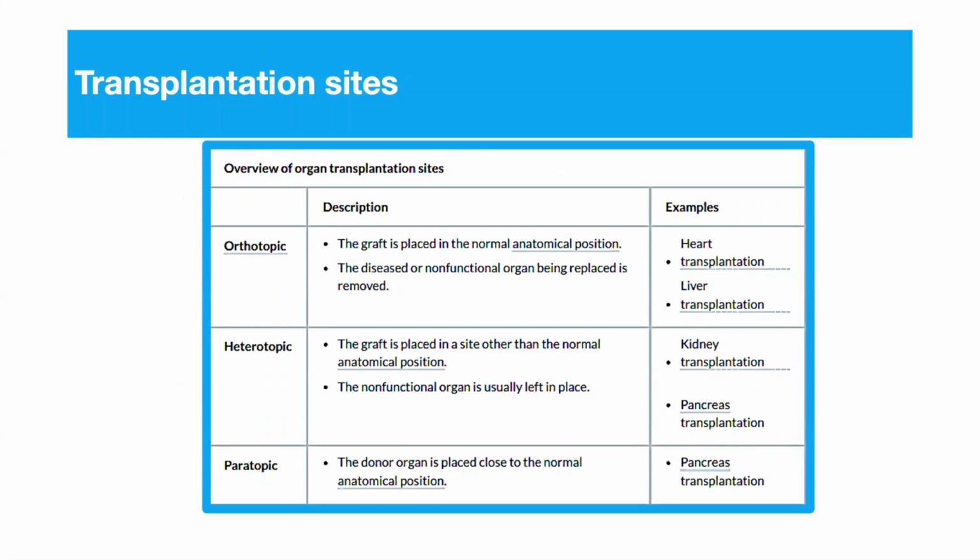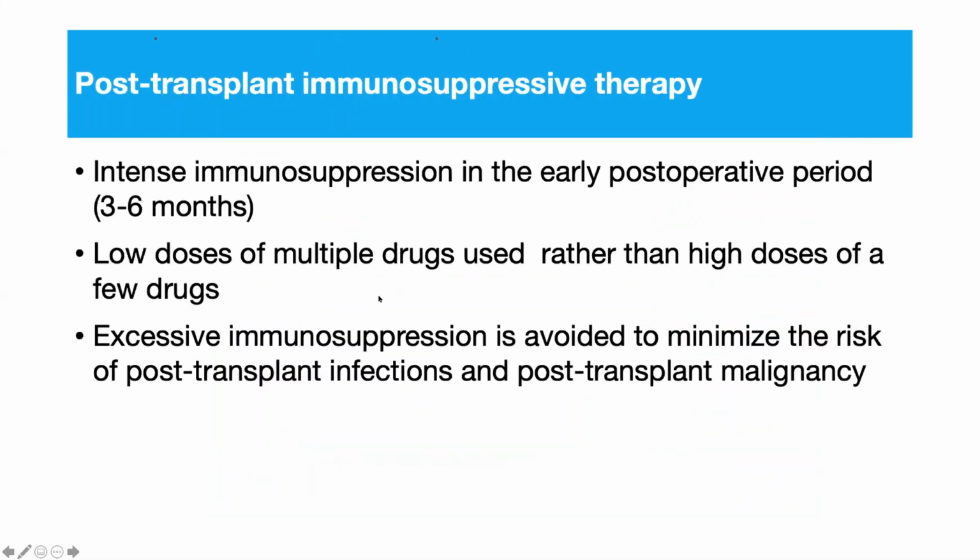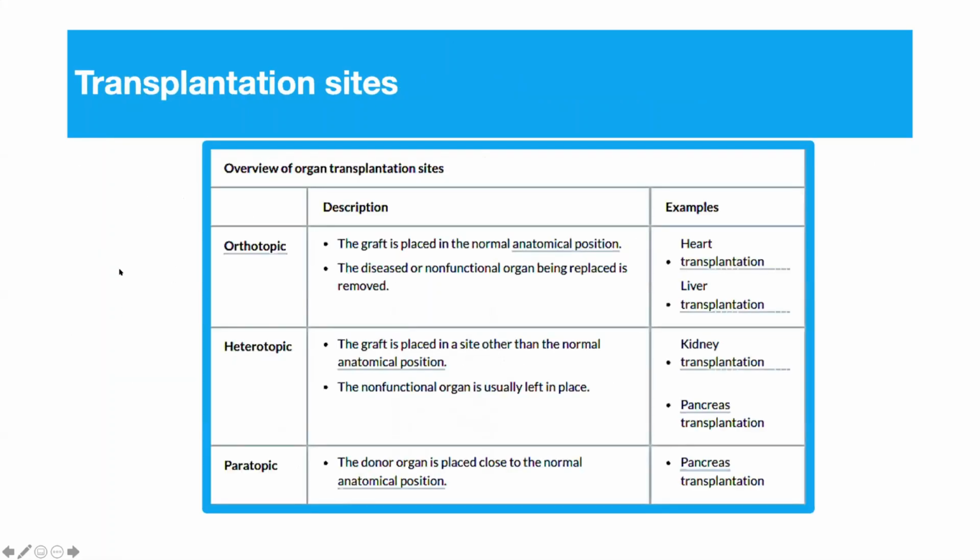The other thing to note is with regard to transplantation sites. That is where you place the donor's organ on a recipient. There is what is called orthotopic transplantation, where the graft is placed in its normal anatomical position. Like if you remove the heart, you can't place the heart somewhere else, obviously, it is placed in the normal position. Okay. And the non-functional organ of the recipient is removed at the same time. It applies to heart and the liver as well.